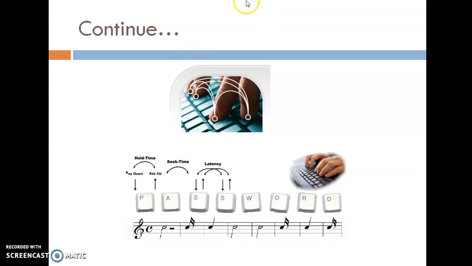Now see here, it depends upon when the key is down and when the key is up. The time between the key down and up is called the hold time. So it first examines that hold time ratio. After that, seek time. That means the movement time from one key to another key is called seek time. It also examines the seek time and the latency of the keys. Depending upon these characteristics, this keystroke system works.